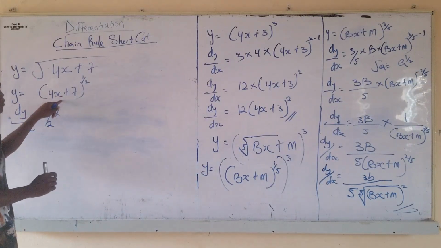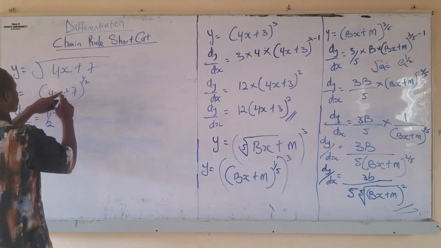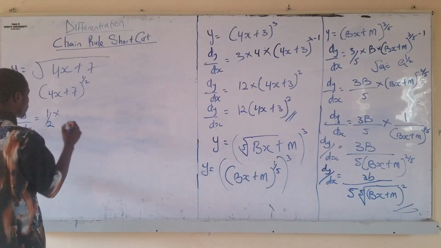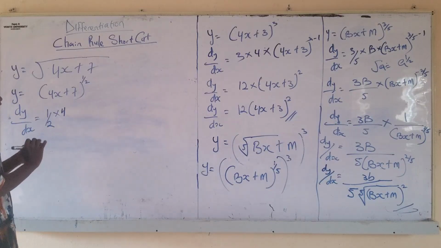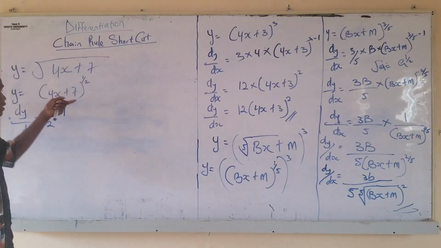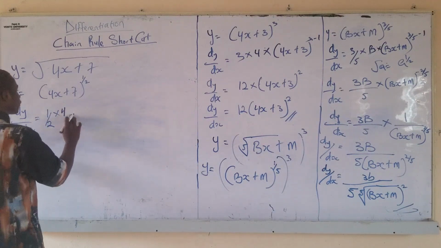You have to differentiate the expression inside this bracket. This is 4x. So 1 times 4 becomes 4. 1 minus 1 becomes 0, and x raised to 0 is 1. 4 times 1 is 4. And this is a constant. If you differentiate a constant, your derivative is always 0. This is all.